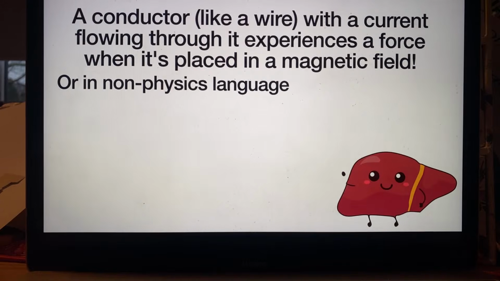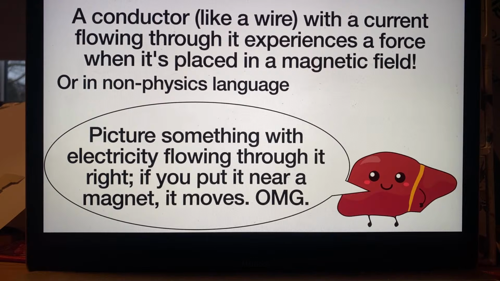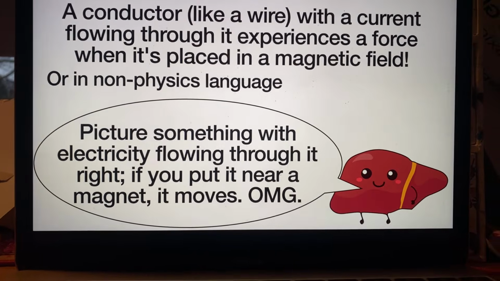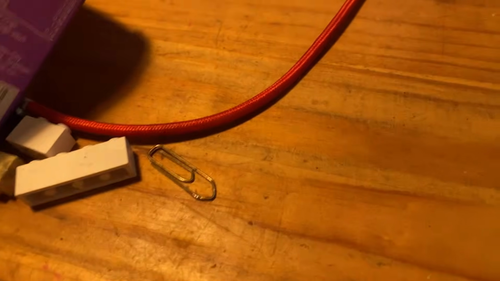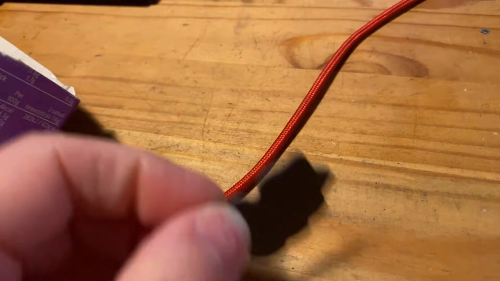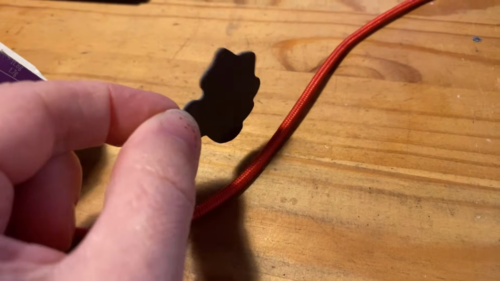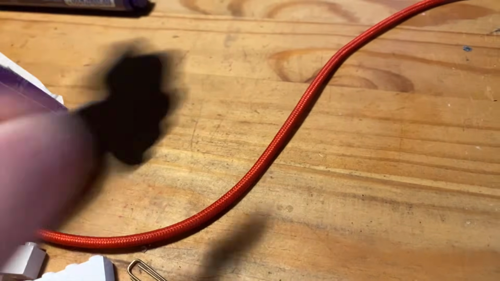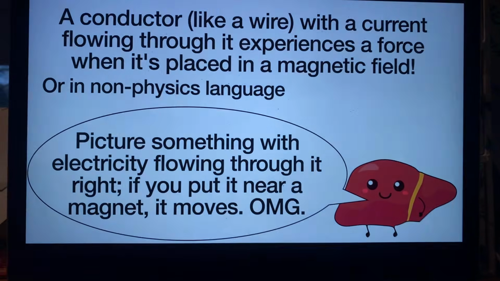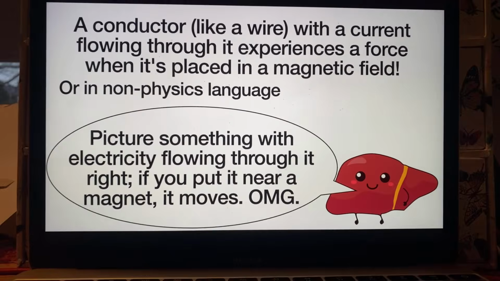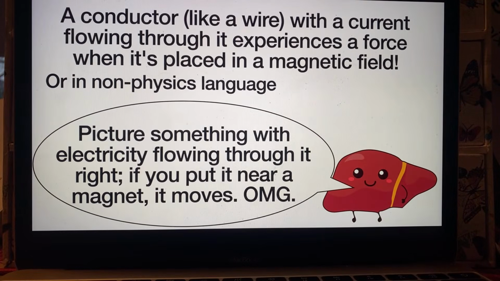I've employed Theatre of Science mascot Billy the Liver to try and put this in more friendlier language for us. Here's Billy the Liver saying, picture something with electricity flowing through it, right? If you put it near a magnet, it moves. OMG. Now, obviously we can demonstrate right now, this is not true. You must be thinking I'm talking absolute nonsense because I've got a wire here with current flowing through it and I've got a magnet and look, there's nothing. It's not working, is it? But it can work. This is an incredible phenomenon that actually really does work. And if you've got a motor with you, it's how motors work. So we need to talk about it.